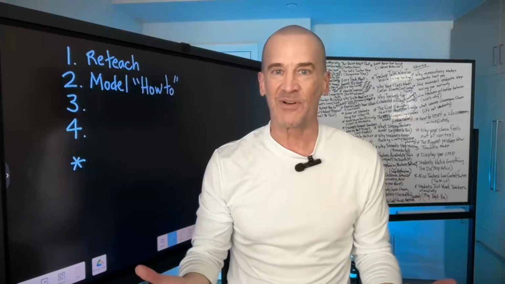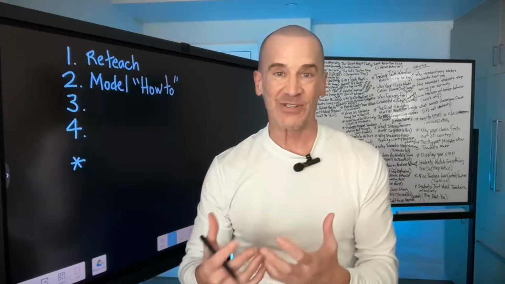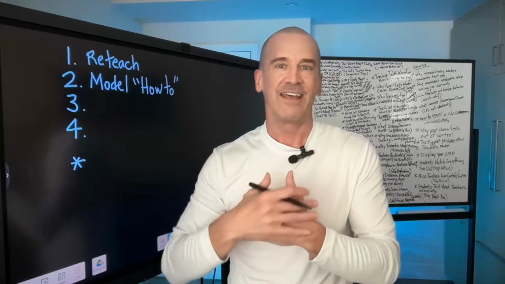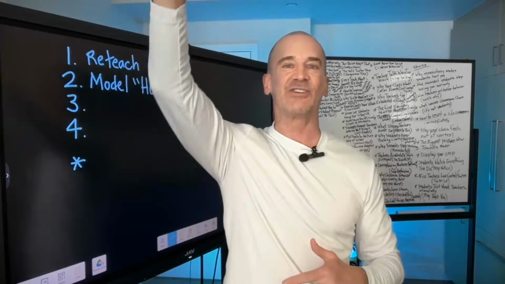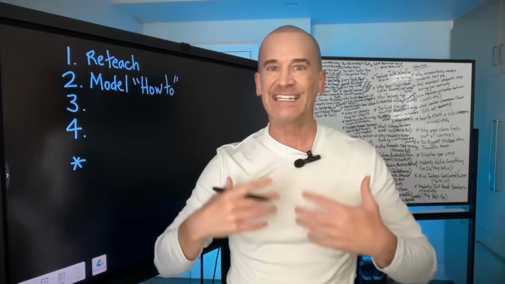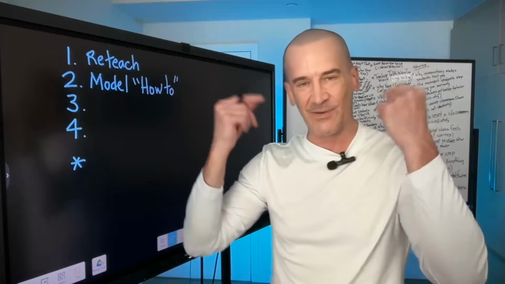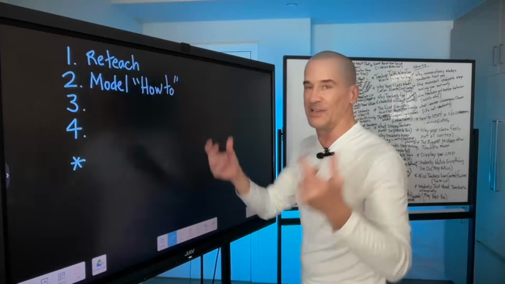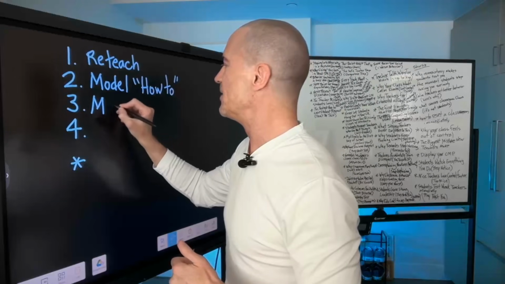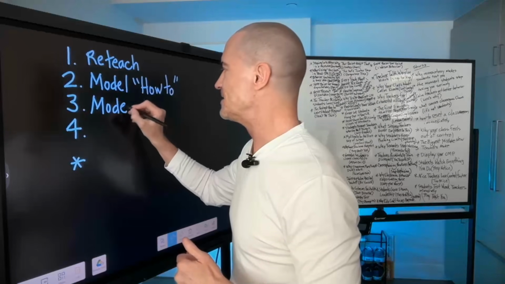Really, really simple. Almost so simple that you're thinking to yourself, well, I could just explain that. Don't explain it, just show them. You can explain while showing them, but they need to see it for it to really make an impact on them. The next step is to model how not to do it.